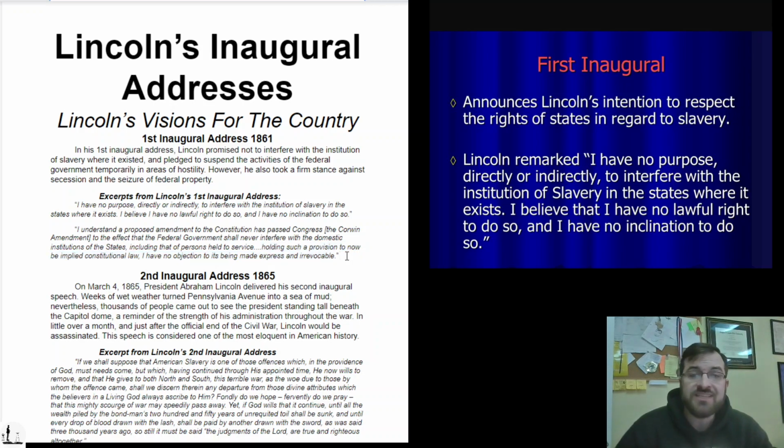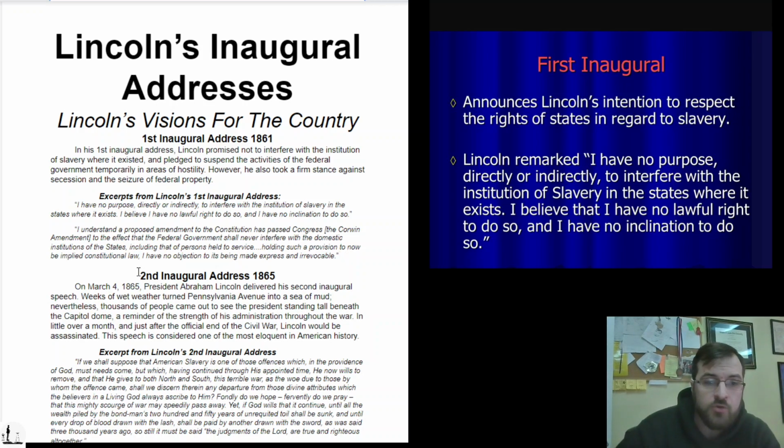Lincoln's first inaugural address announces Lincoln's intention to respect the rights of states in regard to slavery. Like Lincoln said, I have no purpose. I don't have a desire to interfere with the institution of slavery in the states where it already exists. I believe I have no lawful right to do so. Why is he saying these things? Because Lincoln desperately wants to end this idea of secession. At that time, the states were leaving. At that time, there was conflict over what's going to happen at Fort Sumter. And so that's what he's speaking to.